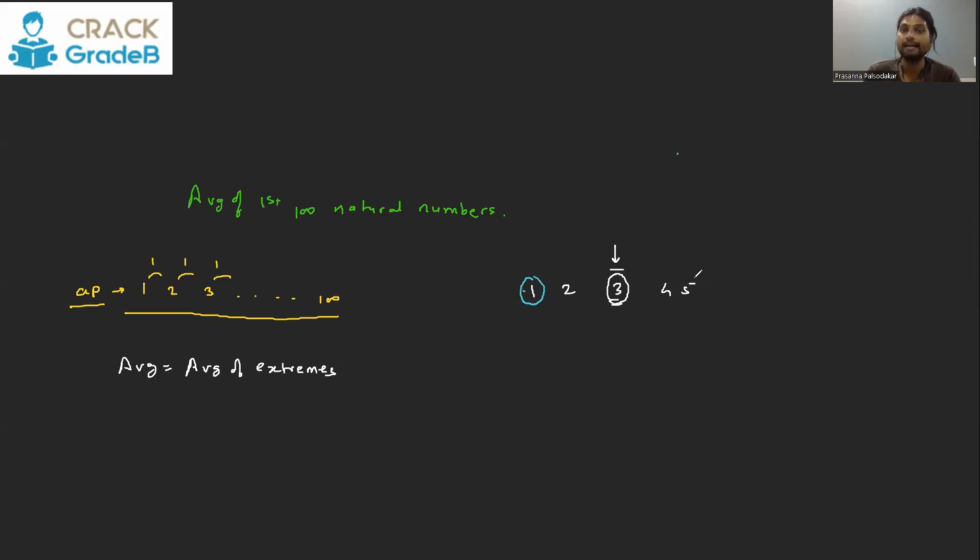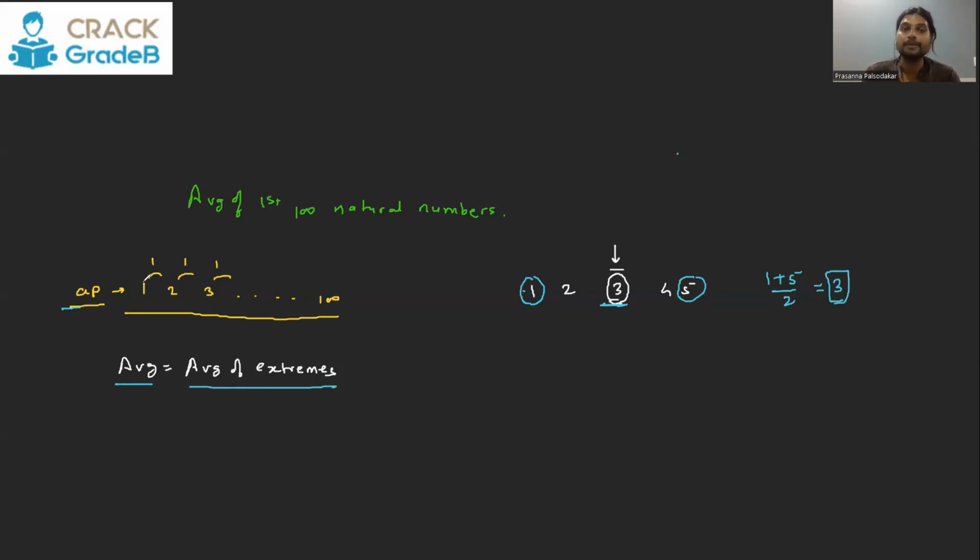So what is the average of 1 and 5? 1 plus 5 upon 2, because there are only 2 numbers. So the average of 1 and 5 being 3. The average of entire series is 3. That means for the arithmetic progression, the average is going to be average of extremes.